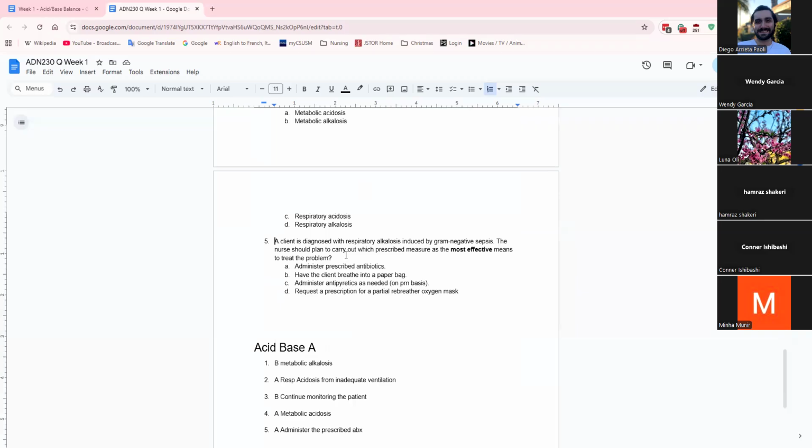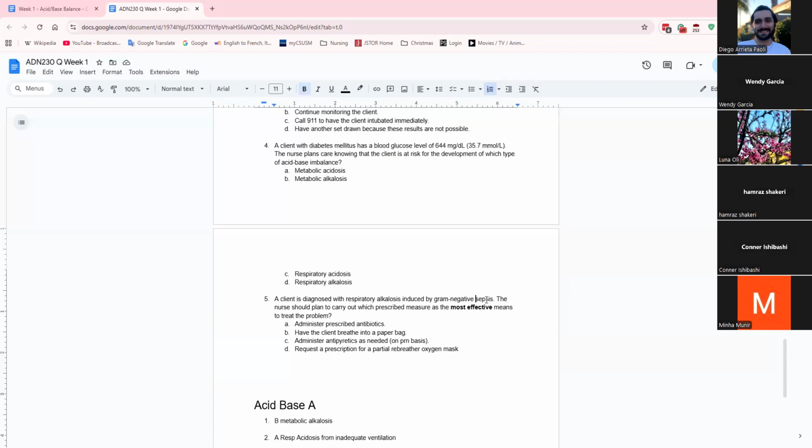And then the last question is somebody with respiratory alkalosis who has gram-negative sepsis. So that is sepsis caused by a gram-negative strain of bacteria. Gram-negative implies bacteria rather than a virus. What would be most effective? Again, the idea is that we are treating the underlying cause. They have sepsis. Therefore, the thing that's going to help treat the sepsis is going to be the antibiotics, right? You're going to be treating the underlying cause. In this case, they have respiratory alkalosis.